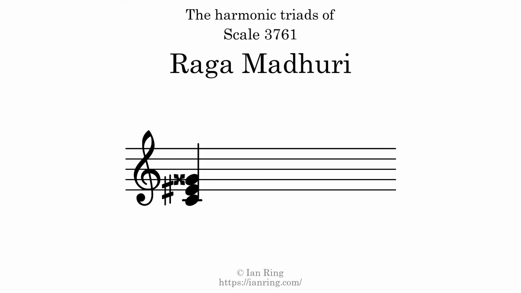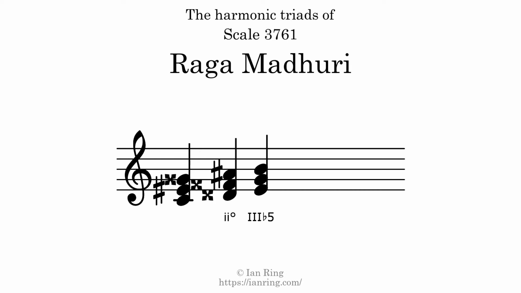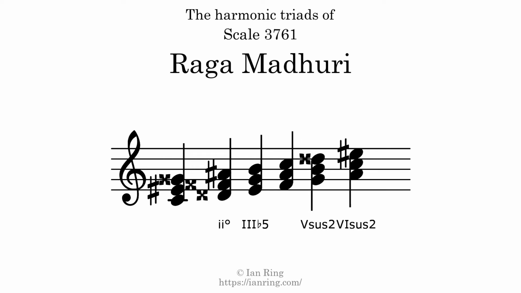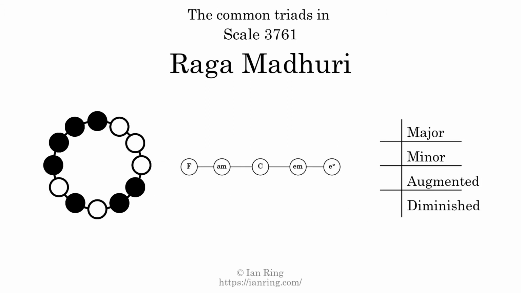Unnamed. Diminished. Major flat 5. Unnamed. Sus 2. Sus 2. Unnamed. Here are the common triads present in this scale. The diagram in the center is a graph of parsimonious voice leading between triads.